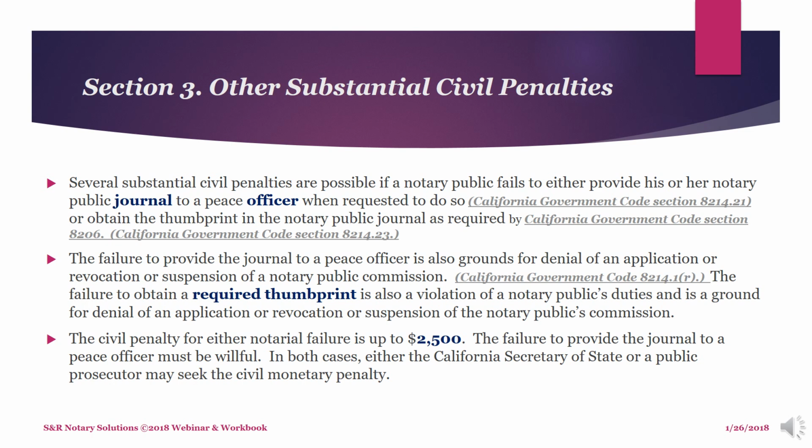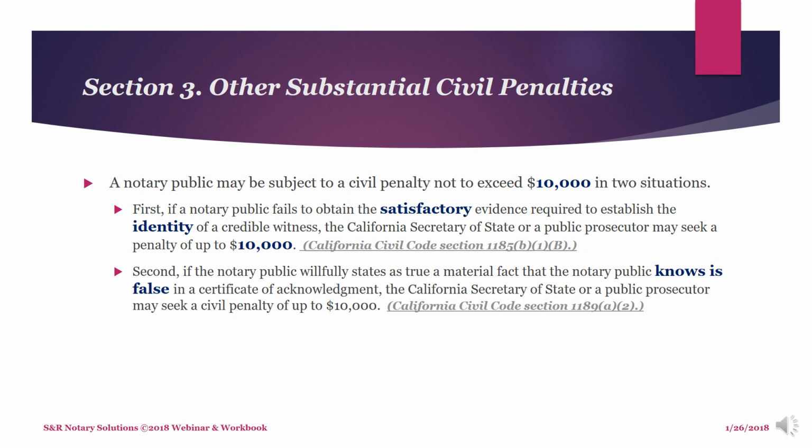A notary public may be subject to a civil penalty not to exceed $10,000 in two situations. First, if a notary public fails to obtain the satisfactory evidence required to establish the identity of a credible witness, the California Secretary of State or a public prosecutor may seek a penalty of up to $10,000. Second, if the notary public willfully states as true a material fact that the notary public knows is false in a certificate of acknowledgement, the California Secretary of State or a public prosecutor may seek a civil penalty of up to $10,000.